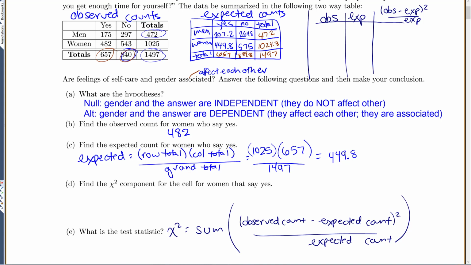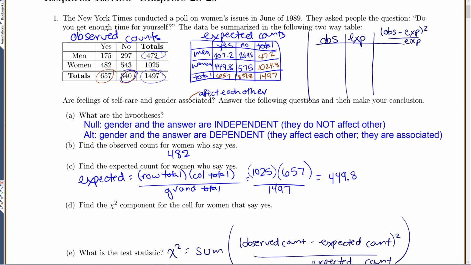So instead of doing this in one step, I'll do it in a table to make sure I don't miss anything. So if I'm going to write down the observed, just make sure that you're very careful and everything lines up. So I'm going to go 175, 482. So I'm going to go down. I don't have to go this direction. I just have to make sure that everything matches up. So I'll do 175, then 482, then 297, then 543.